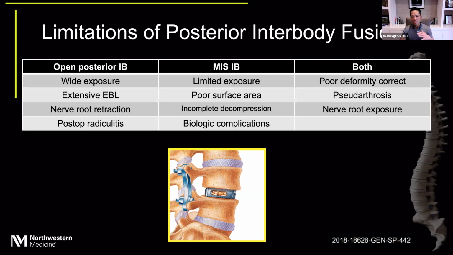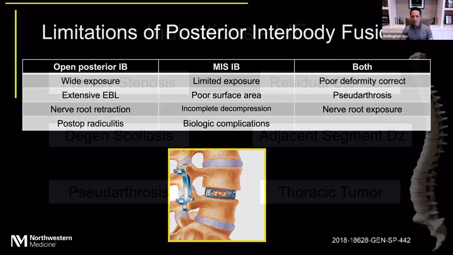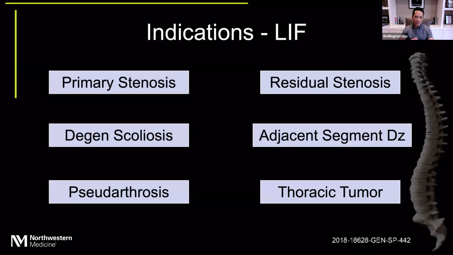So to counteract these limitations, there are other options, such as the lateral interbody fusion. And in my opinion, these are the indications for a lateral in my practice. Somebody with primary stenosis in a certain setting, a residual stenosis after a laminectomy if you don't want to go into this scar bed, degenerative scoliosis to a certain degree, adjacent segment disease, pseudoarthrosis, and then even thoracic tumors can be treated through minimally invasive lateral approaches through the tube.